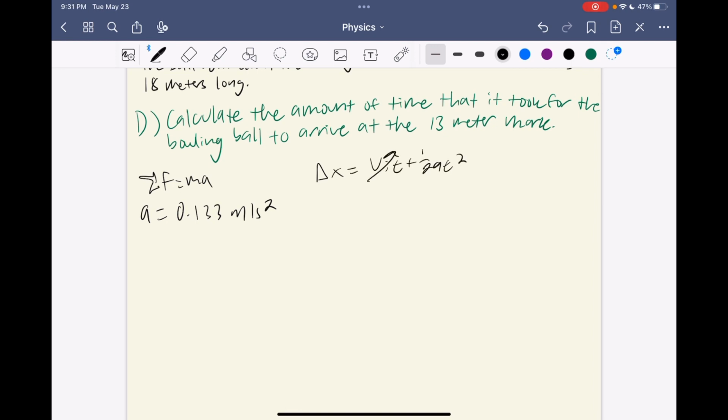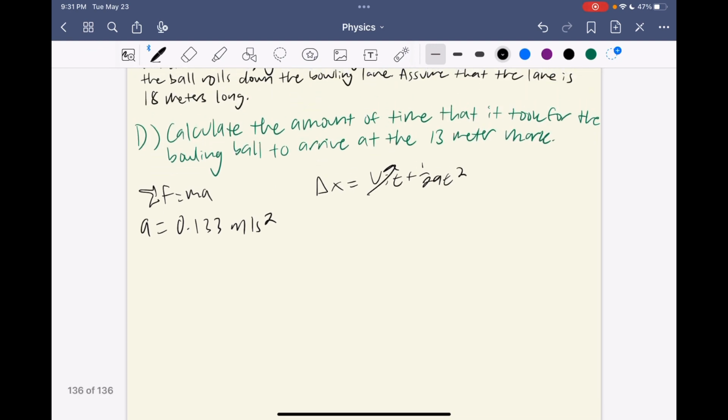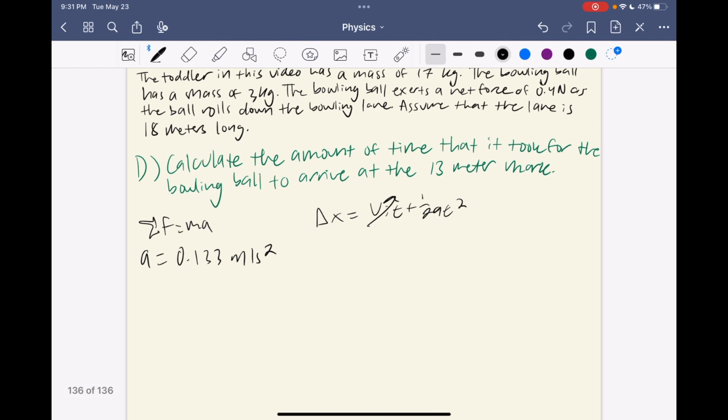We know that the bowling ball starts from rest, so we can cross out that initial velocity. And the delta x would be 13 because it's asking for the time that it took for the bowling ball to arrive at the 13-meter mark. So we know that the acceleration is 0.133. We just plug that in. And we do not know t squared, which is what we're looking for. I'm looking for t.